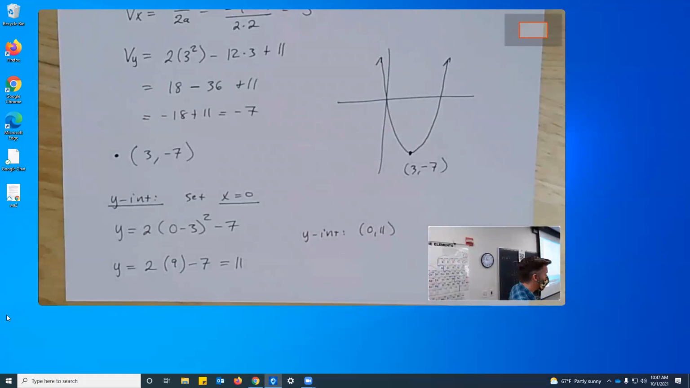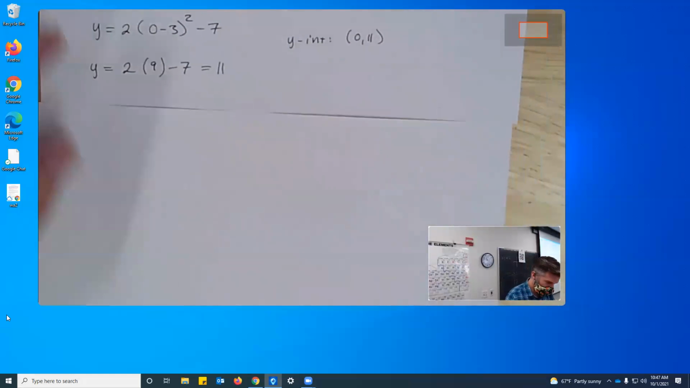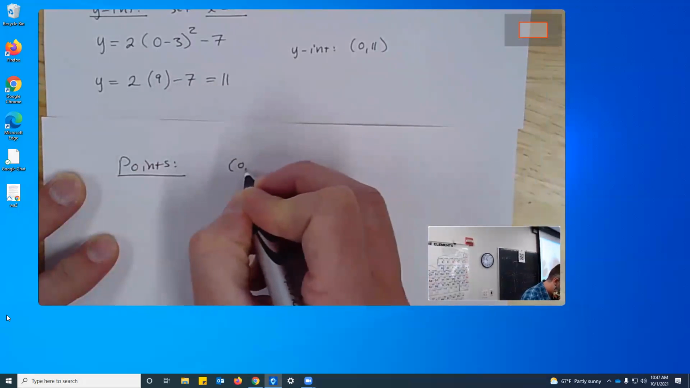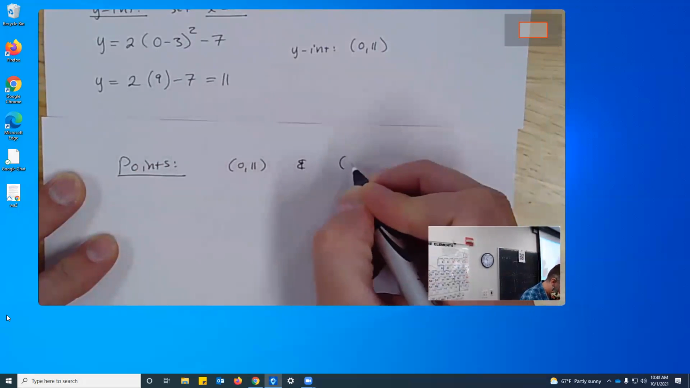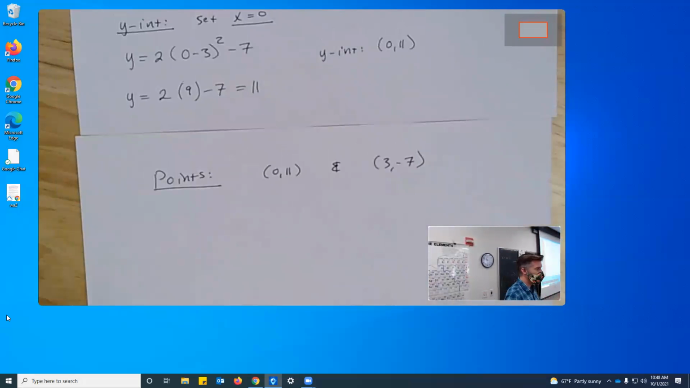All right. So now that we found the 2 points, we have to find the equation of the line between them. So here's our 2 points. 0, 11, and 3, negative 7. And we're trying to find the equation of the line between them. We need 2 pieces of information. We need a point. We have more than 1 point. Great. We also need the slope. And if you've got 2 points, you can find the slope of the line between them.